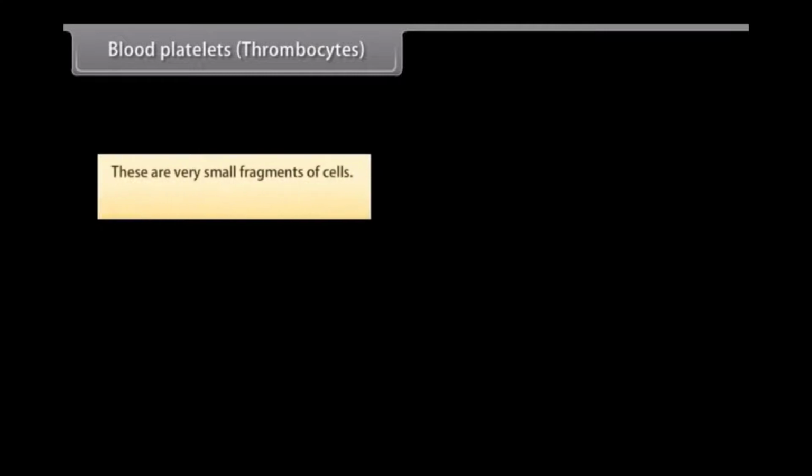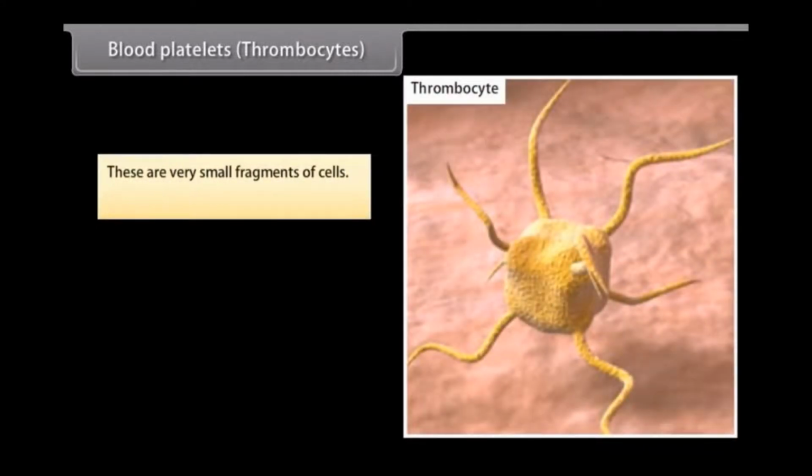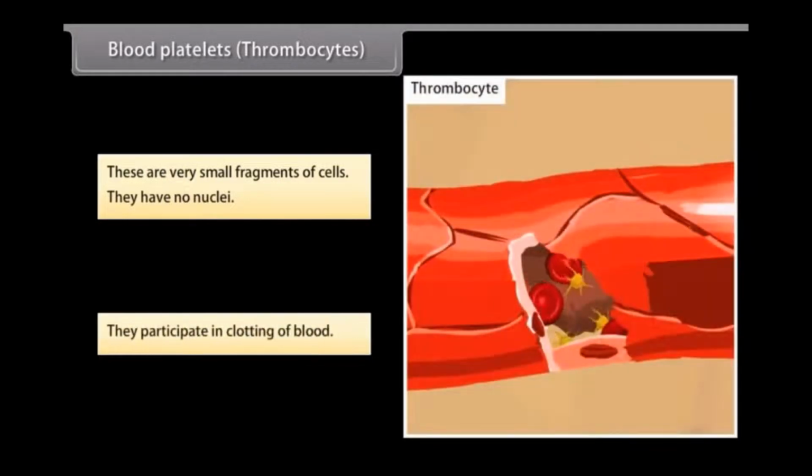Blood platelets, thrombocytes. These are very small fragments of cells. They have no nuclei. They participate in clotting of blood.